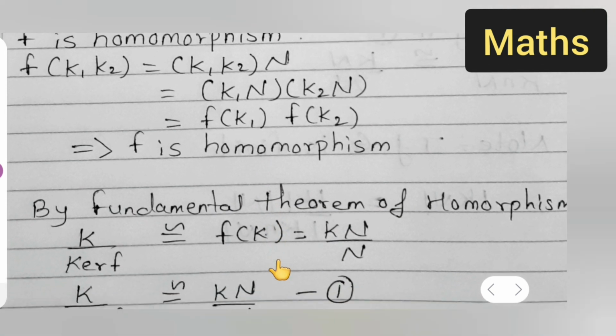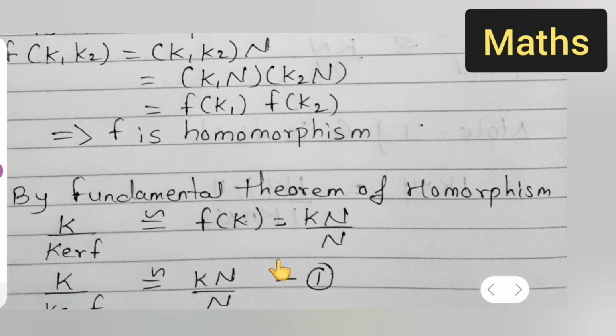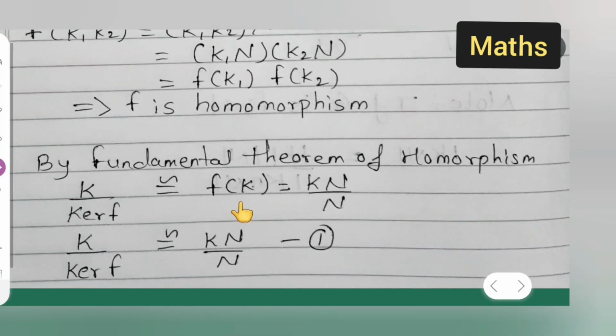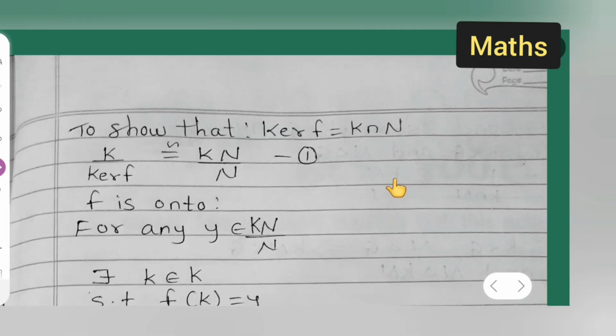Now by the fundamental theorem of homomorphism, K upon kernel of f is isomorphic to f of K, which is equal to KN upon N. We can write KN upon N over here because this is equal to this. So we write K upon kernel of f is isomorphic to KN upon N and take it as equation 1.